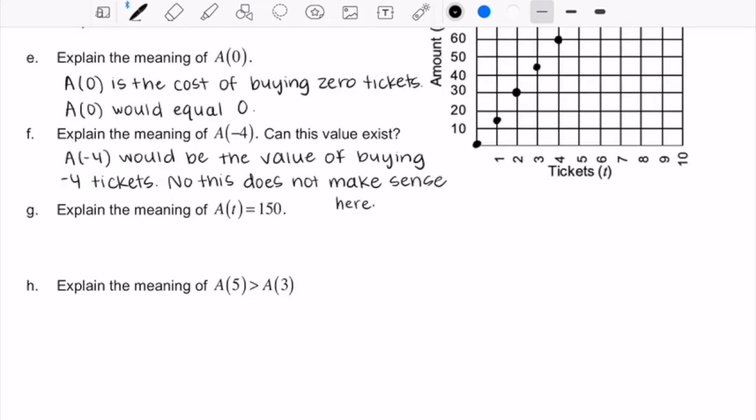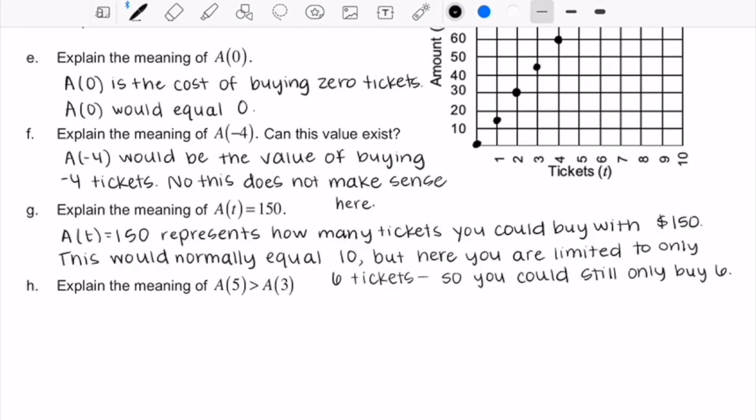The next question asks us to explain the meaning of A of -4. So A of -4 would mean how much it would cost you to buy -4 tickets. But that doesn't make sense here in the context of this problem because you can't buy a negative number of tickets. So that would be a non-logical value.